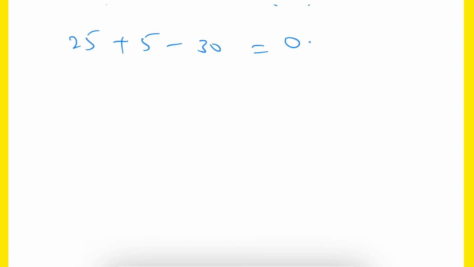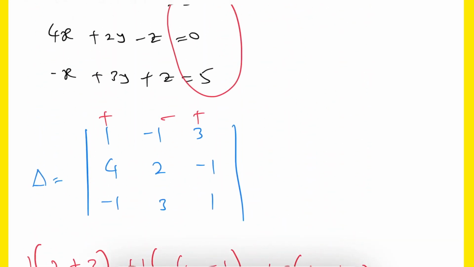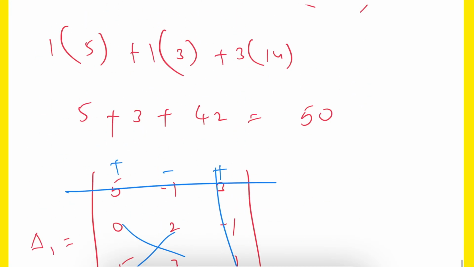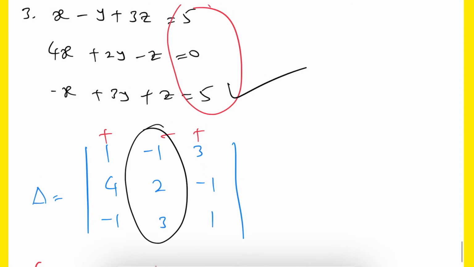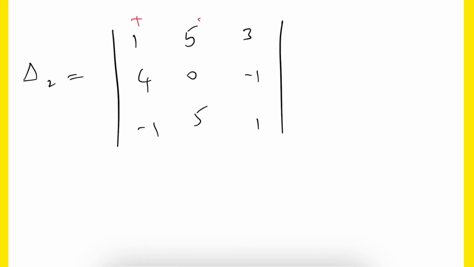Then let us move to delta 2. Delta 2 is nothing but we replace the second column with the constants. Here the second column is minus 1 2 3, and that should be replaced with these constants 5 0 5. So the first column will be as it is, 1 4 minus 1. In the place of the second column we write the constants, 5 0 5, and the third column will be as it is, that is 3 minus 1 1. Okay, let us find the determinant for this: plus minus plus.